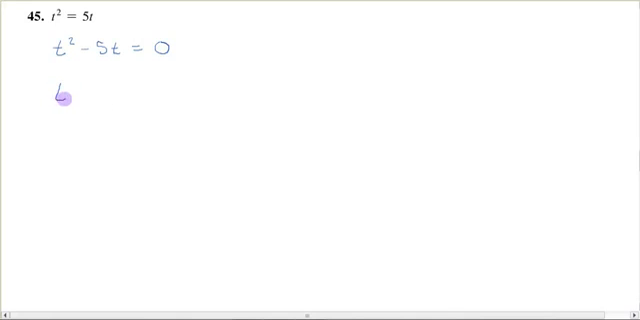We're going to take out a t. That's our greatest common factor out of both of those. And what are we left with? We're left with a t minus 5, and that equals 0 still. And now the 0 product property says if this times this equals 0, then either the first thing equals 0 or the second thing equals 0 or both. So t equals 0, that's already solved for us. And this one we add 5 to both sides, so we get t equals 5.